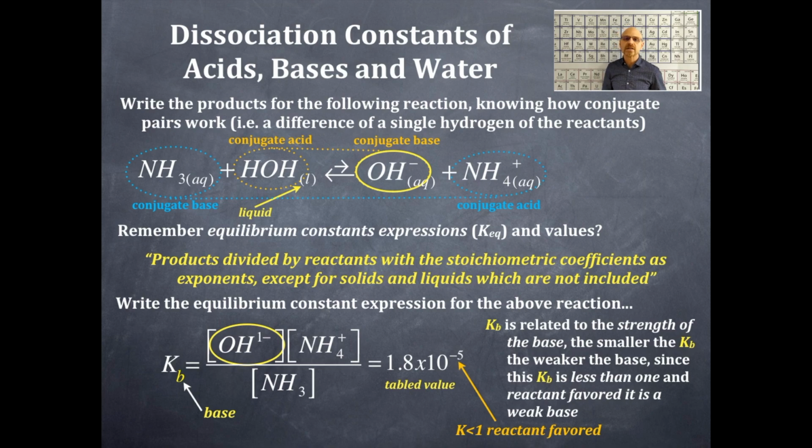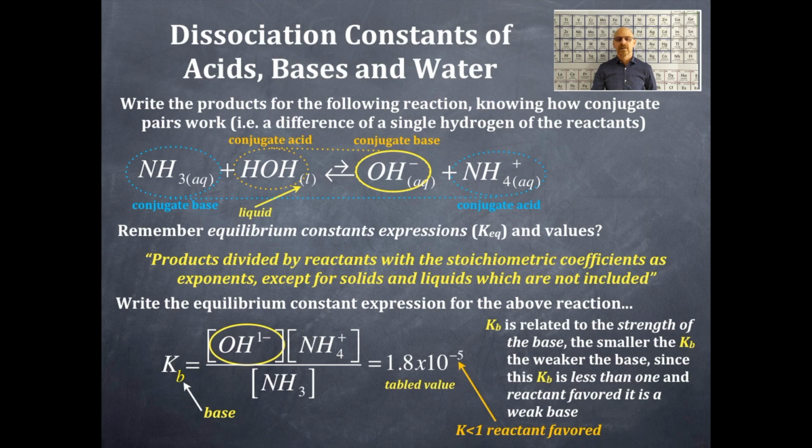Okay, this Kb is related to the strength of the base. The smaller the Kb, the weaker the base. Since this Kb is less than 1, it is reactant favored and is a weak base. Because it's a weak base, it's not one of those strong bases like the group 1 or group 2 hydroxides. You should see that on the equation that I wrote, I had the equilibrium arrow, the longer arrow that is, pointing to the reactant side, letting you know that this is a reactant-favored reaction.